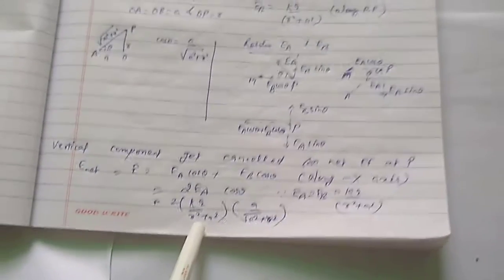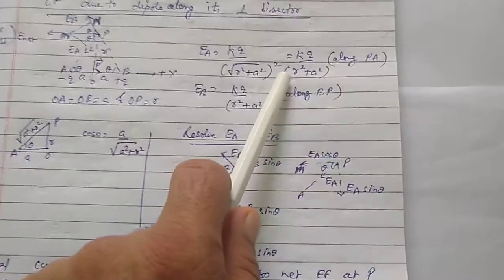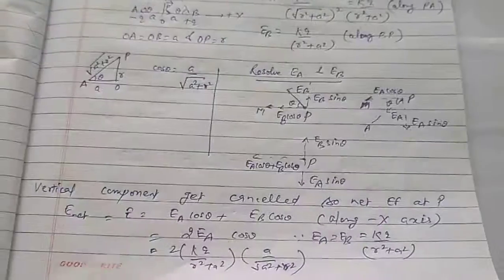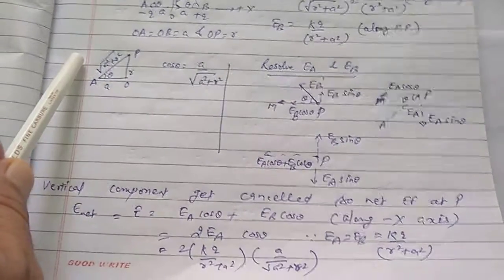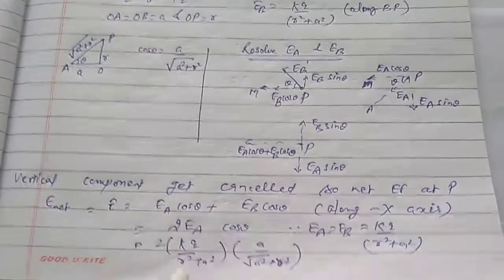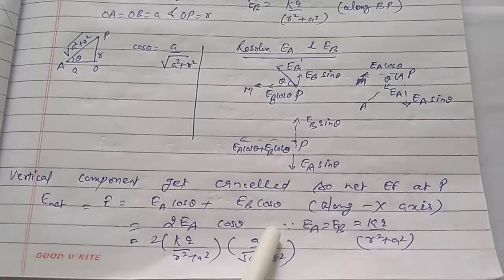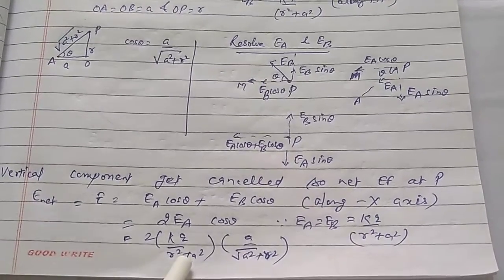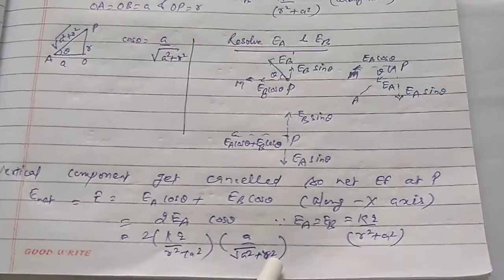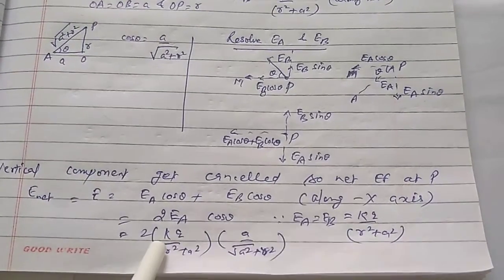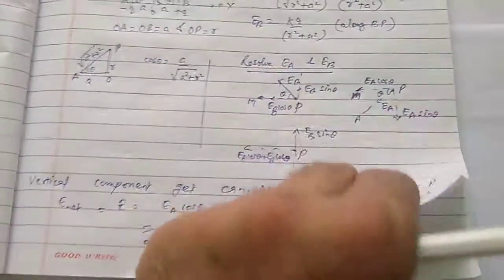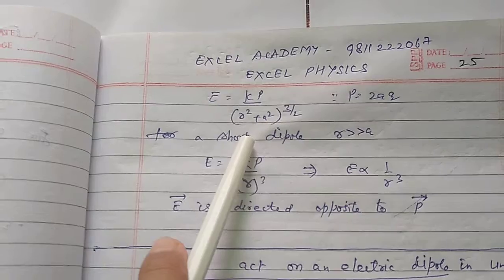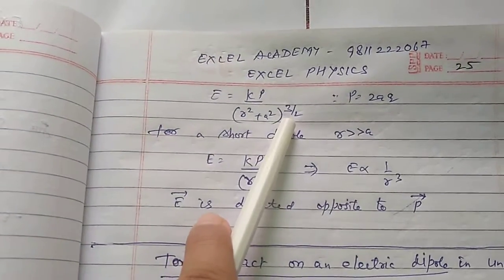And you know the relation EA is equal to KQ upon R square plus A square. And what is cos theta? Cos theta is base upon hypotenuse, and that comes out to be 2KQ upon R square plus A square, with the cos theta relation being applied here. This is power 1, this is power half, and 2AQ equals the dipole moment P. So we got the final result KP upon (R square plus A square) to the power 3 by 2.